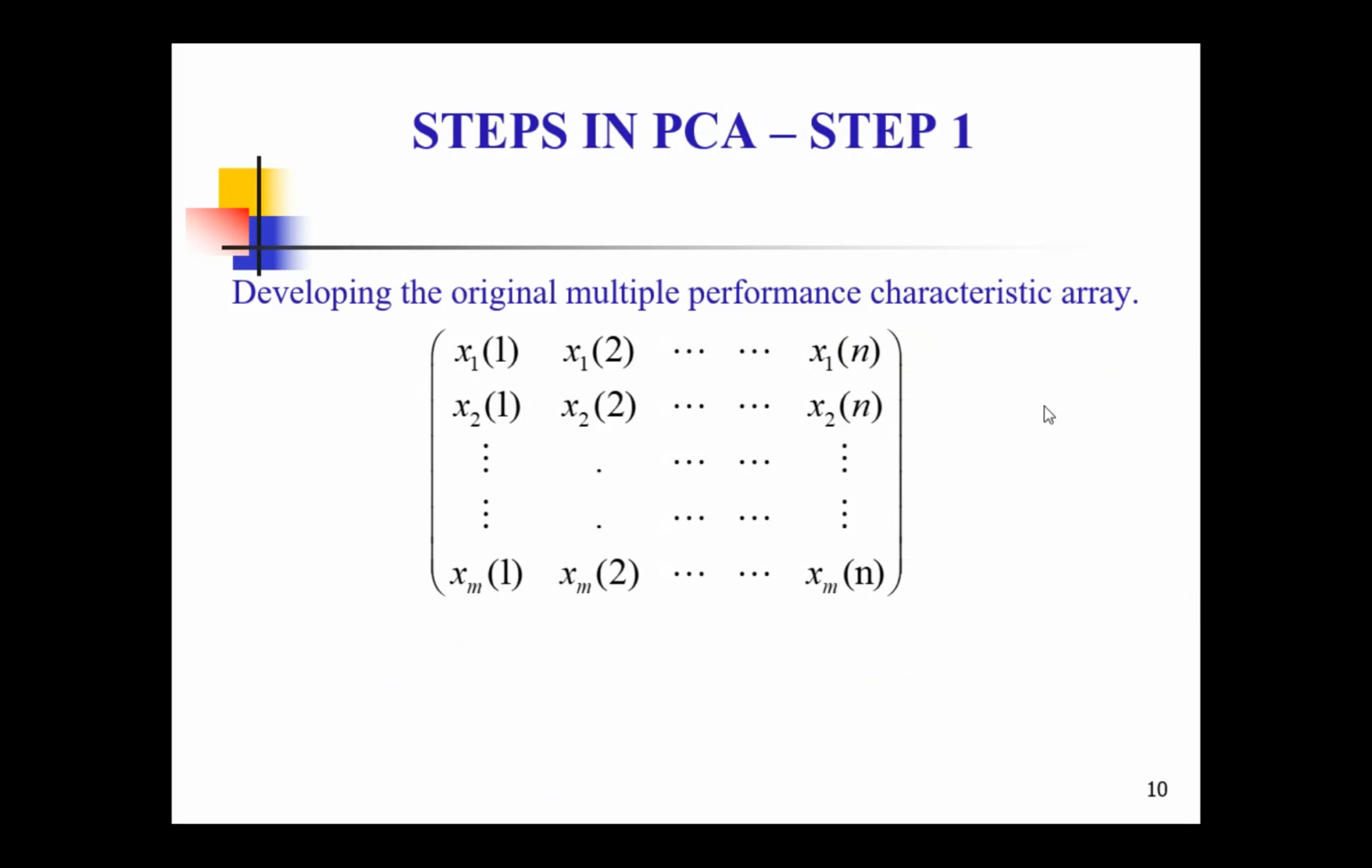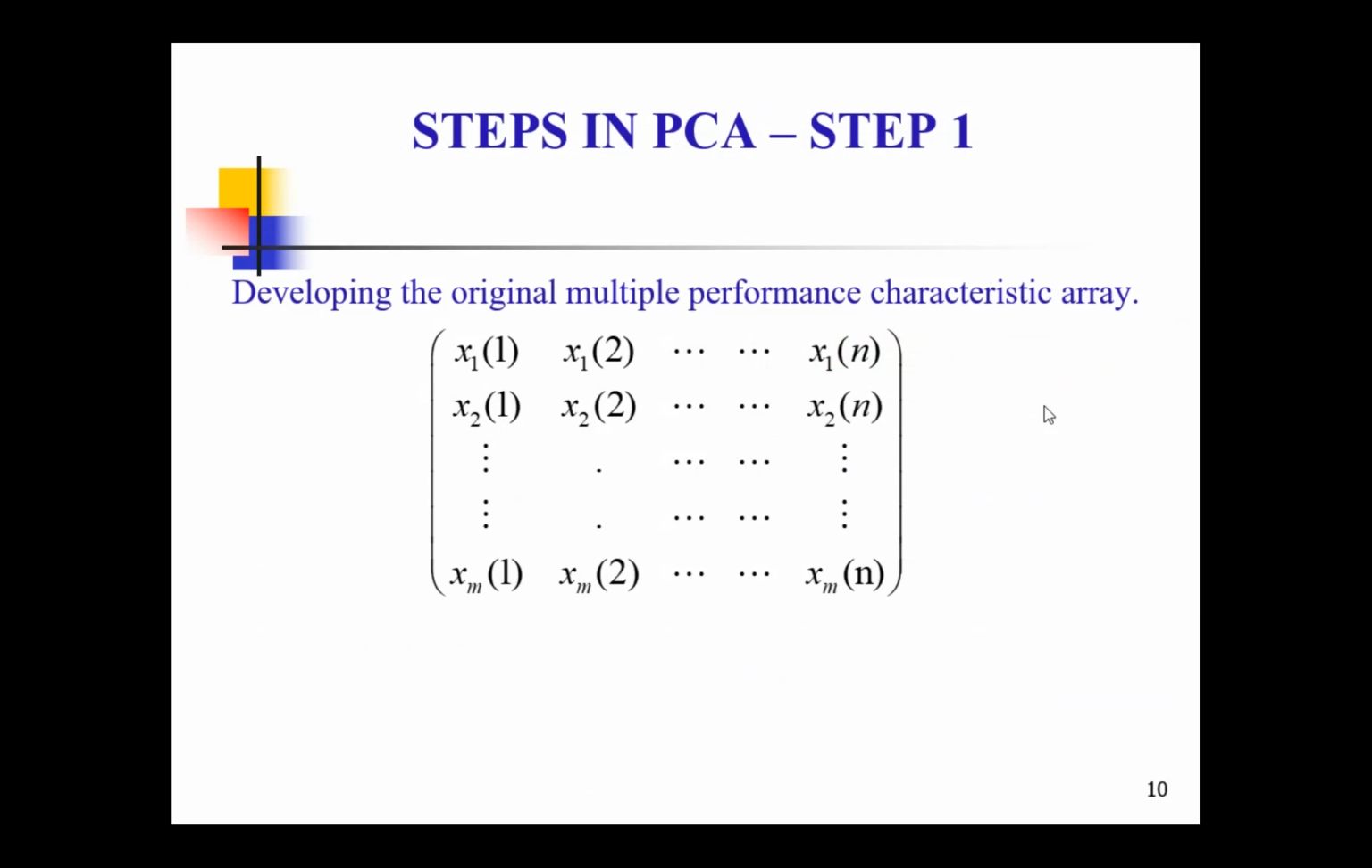The x1 of 1, x2 of 1 up to xm of 1. For example, I am going to consider an L9 orthogonal array. So this x1 of 1, x2 of 1 and xm of 1 may be the output values that correspond to flank wear. So 9 values that represent flank wear. So flank wear is considered as response 1.